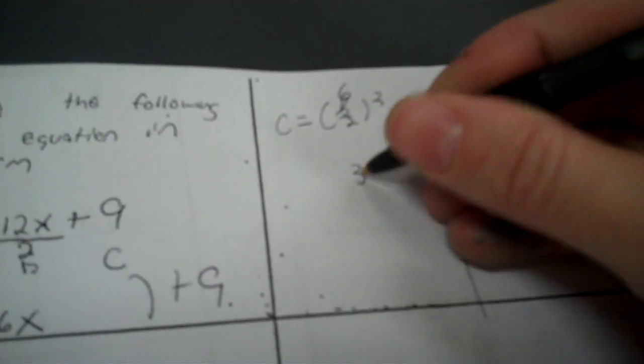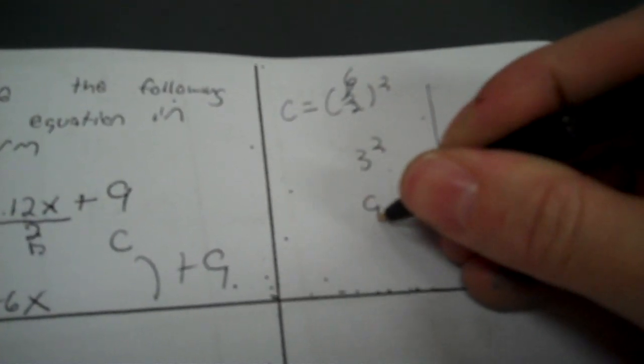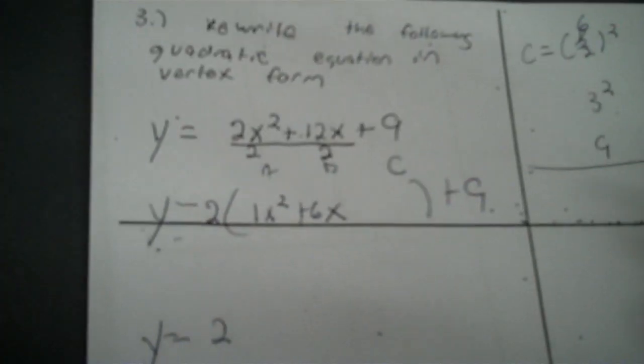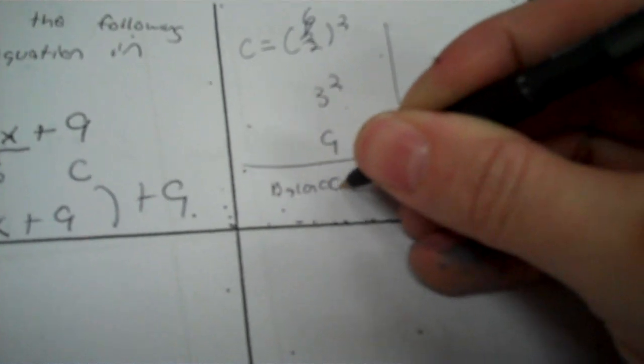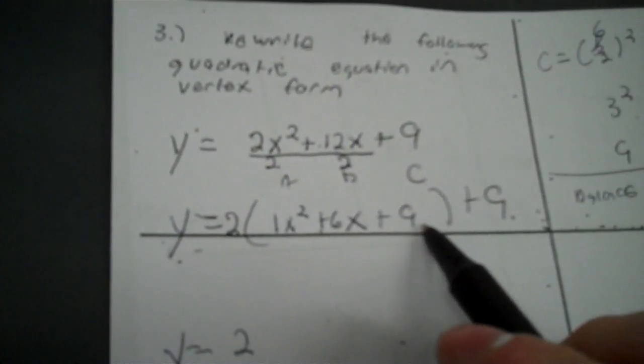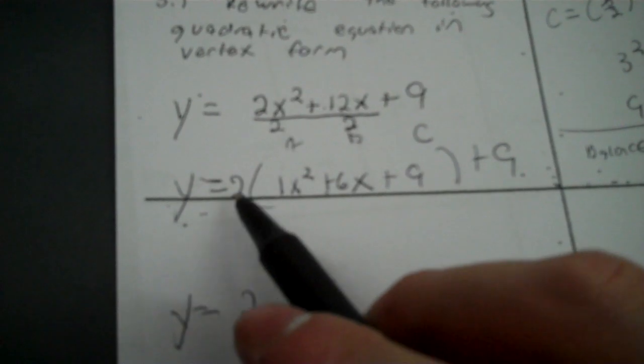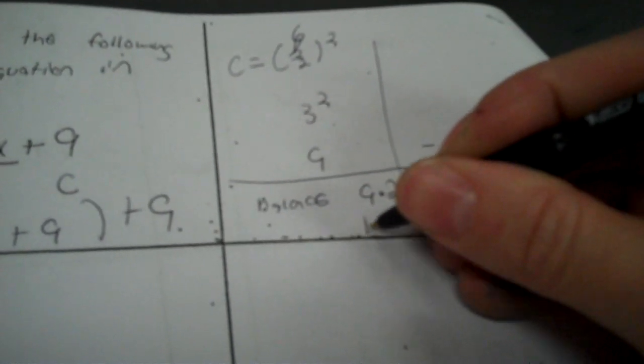Okay, now to find the C, when I'm completing the square, C equals B divided by 2 to the second. So B is 6. See, if I put 12 there, it's going to be wrong. Okay, 6 divided by 2 is 3 to the second, and that's 9. So I'm going to bring in 9. Now I have to balance the equation. So I brought in 9, but I didn't just bring in 9. 9 is multiplied by 2 this time. So I'm balancing the product of 9 and 2, which is 18.